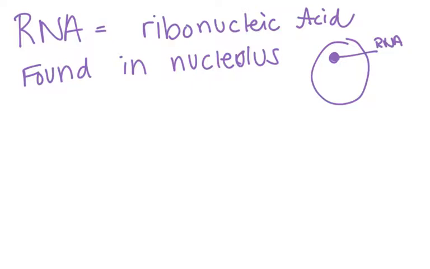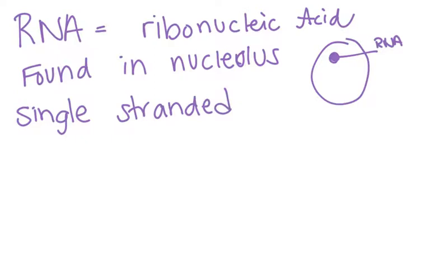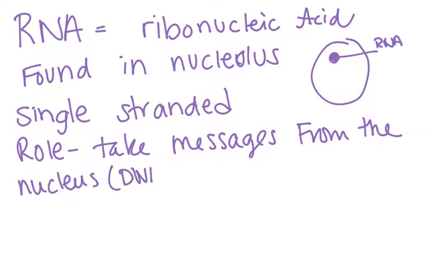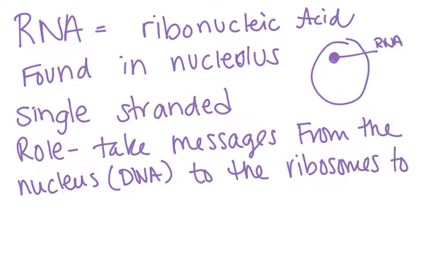The other thing about RNA is that it's single-stranded. So unlike DNA, it's not going to have that double helix look. It's just going to be one strand, like half of a ladder. Its role is to take messages from the nucleus or DNA to the ribosomes to make protein.